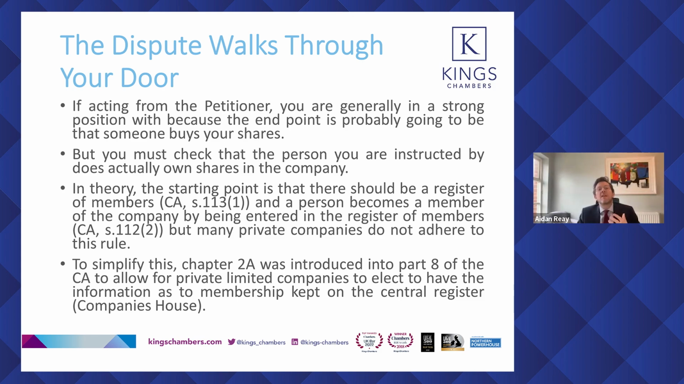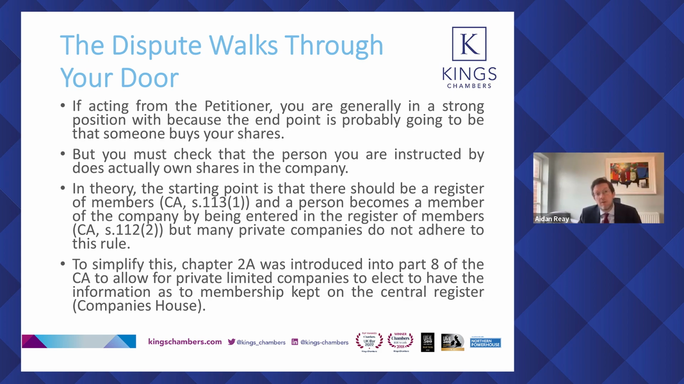But one of the errors people can make is to be overconfident about their position as a result of that general default rule. So there are a few things it's important to make sure of when that claim first arrives. The first thing is to check that the person you're instructed by actually owns shares in the company. You're standing to present an unfair prejudice petition.